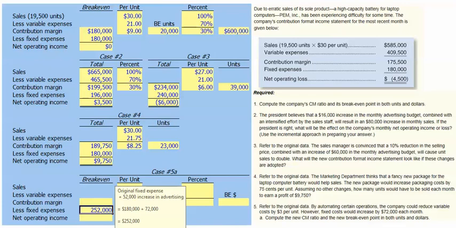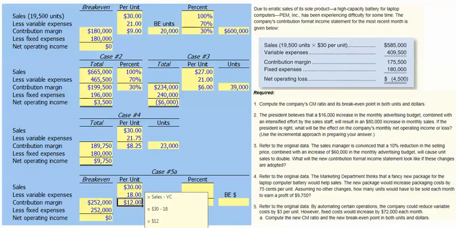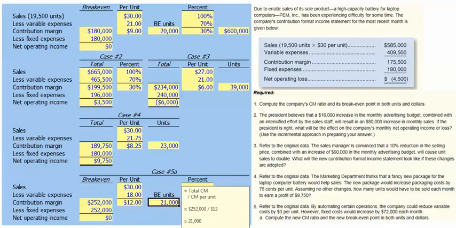Again, break-even is where our net operating income is zero. So to break even, we need a total contribution margin of $252,000. Our selling price is remaining constant at $30 per unit, and once we subtract our variable cost of $18, we're left with a $12 per unit contribution margin, which means our break-even point in unit sales is 21,000. That's the total required contribution margin of $252,000 divided by our contribution margin per unit of $12.